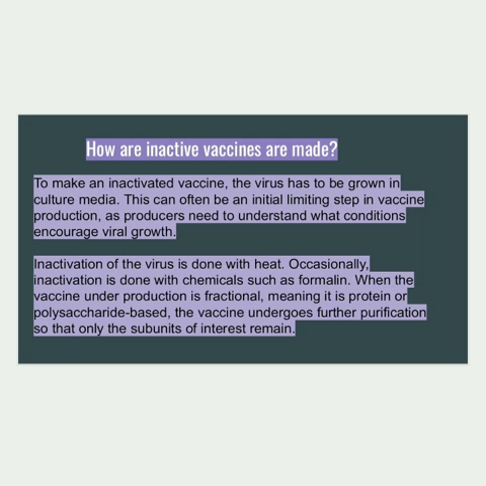To make an inactivated vaccine, the virus has to be grown in culture media. This can often be the initial limiting step of vaccine production, as producers need to understand what conditions encourage viral growth. Inactivation of the virus is done with heat. Occasionally, inactivation is done with chemicals such as formalin. When the vaccines under production are fractional, meaning they are protein or polysaccharide based, the vaccines undergo further purification so that only the subunits of interest remain.